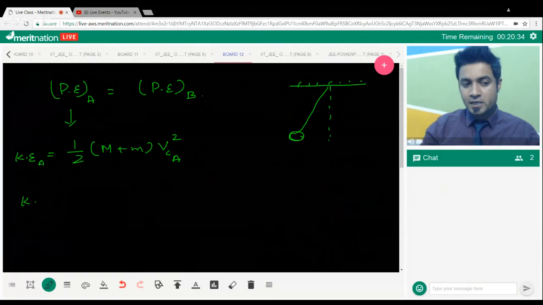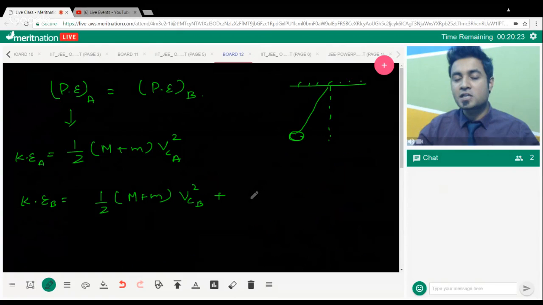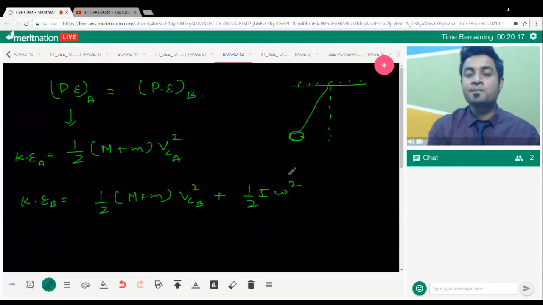What about the kinetic energy in case B? That would be half (M plus m) Vc of B squared, but there is one more kinetic energy, that is half I omega squared, because it is rotating around the axis that passes through the center, right? So we have this much kinetic energy.